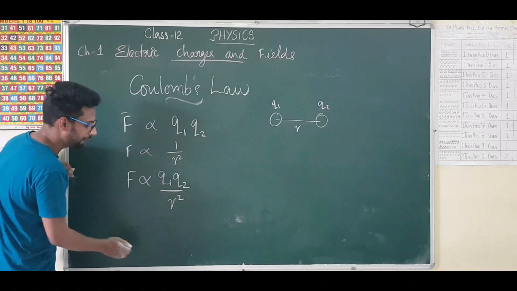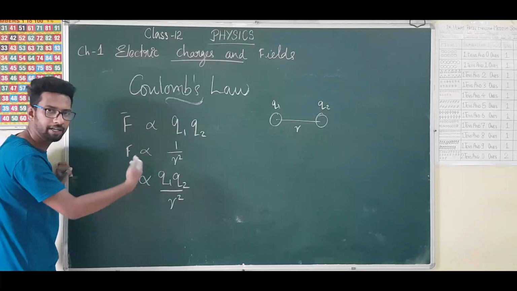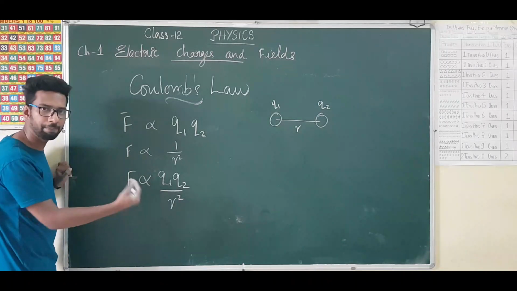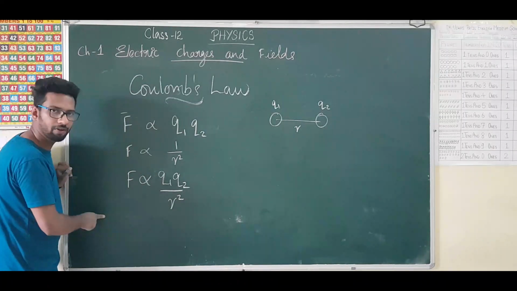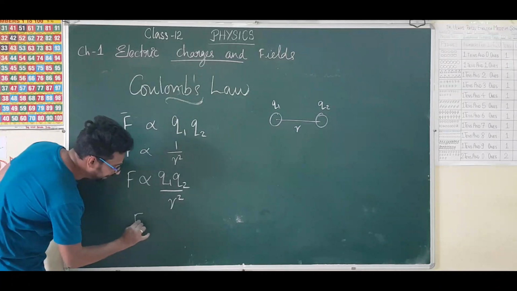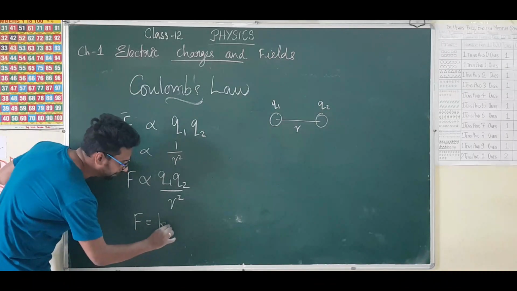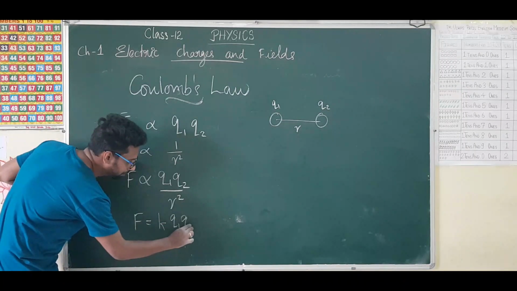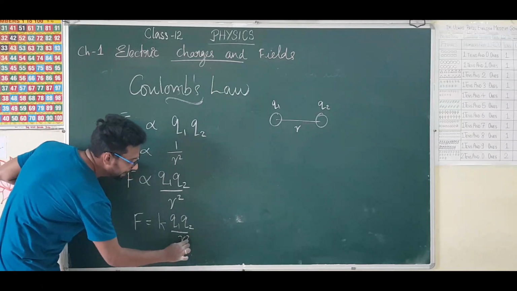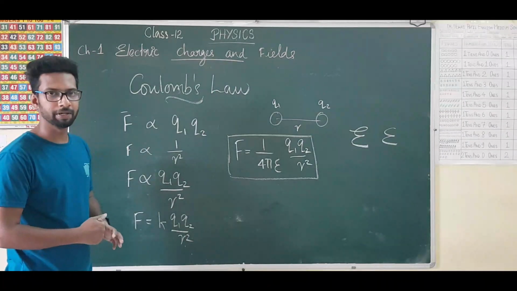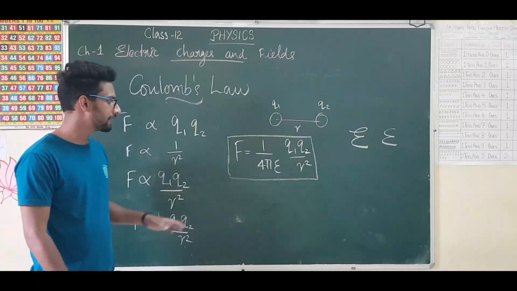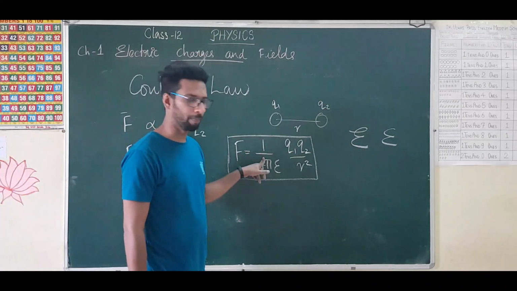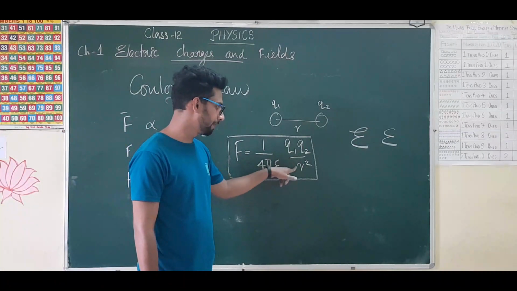So we have to multiply. When we change the proportionality sign into an equal sign, you have to multiply the right side with a constant. So what can we write? F equal to a constant into Q1 Q2 divided by r square. After doing many experiments, the scientists introduced that constant as F equal to 1 by 4 pi epsilon into Q1 Q2 divided by r square.